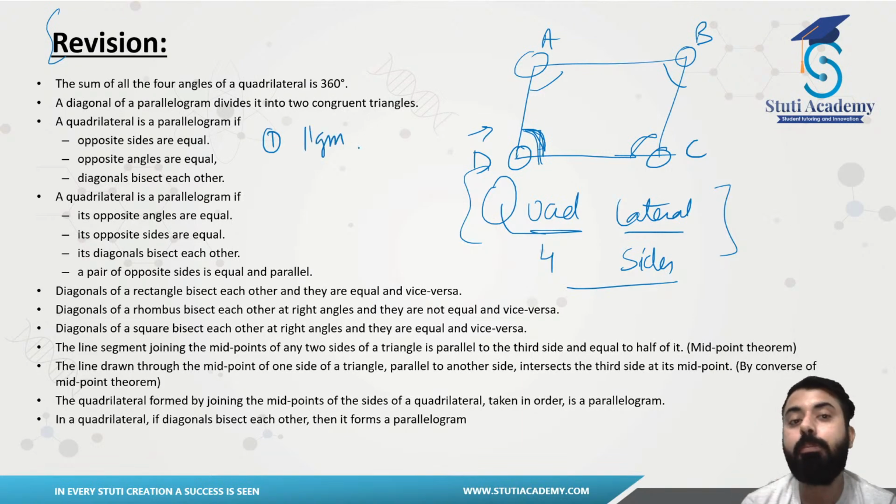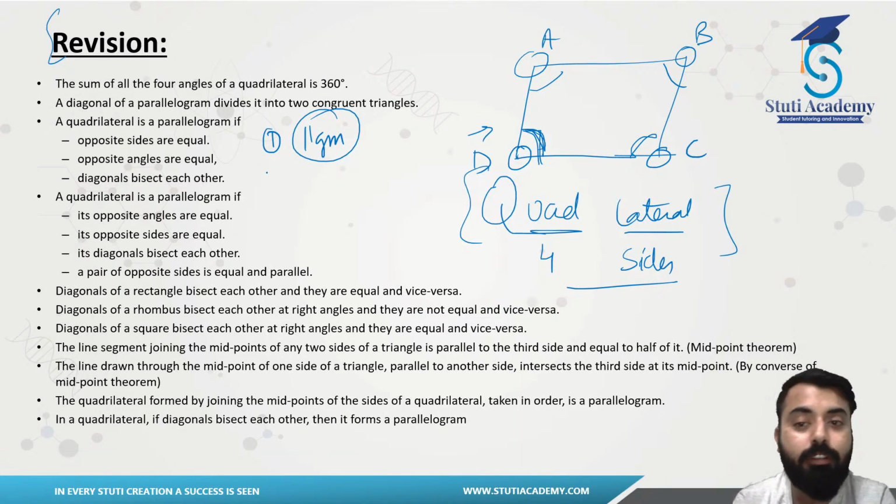So what was the property of a parallelogram? It stated that opposite sides must be parallel and they must be equal. That means they will be of equal length. Opposite angles were equal too. So opposite angles will be equal, opposite sides will be parallel and equal, and diagonals just bisect each other. They are not equal, they just bisect each other.